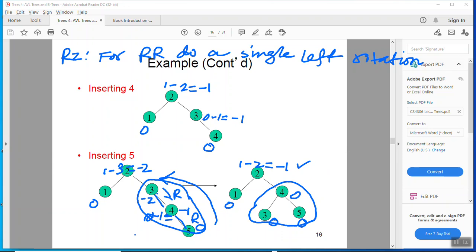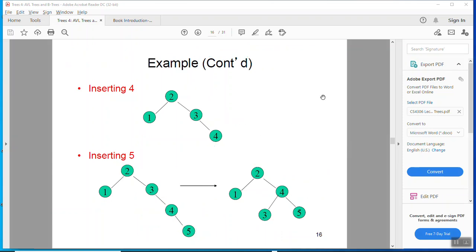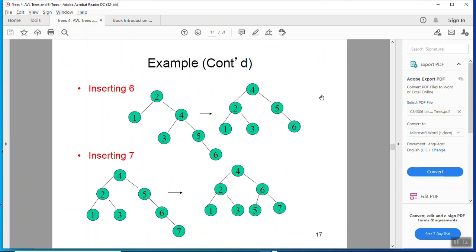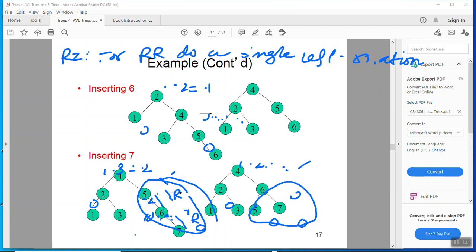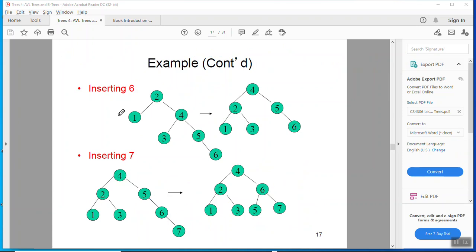Okay, now we want to insert 6. Now we want to see how we insert 6. When we insert 6, what will happen? These two are important. 6 and 7, this is a good example over here. Please remember that. So we will get our rule 3. So what is rule 3 over here?